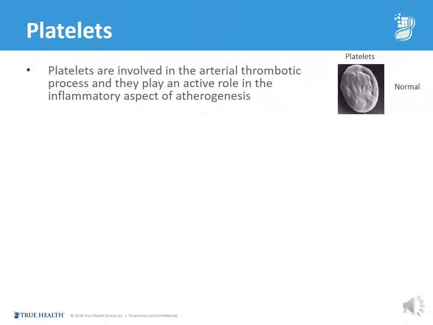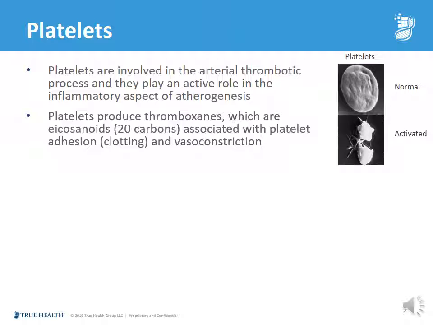Platelets, one of which can be seen on the upper right of the diagram, are normally involved in the arterial thrombotic process and play a very active role in the inflammatory aspect of atherogenesis. Platelets produce many molecules, including thromboxanes, which are eicosanoids, meaning 20-carbon fatty acids associated with platelet adhesion, meaning clotting, but also arterial vasoconstriction. And you see the second graphic, which shows activated platelets.